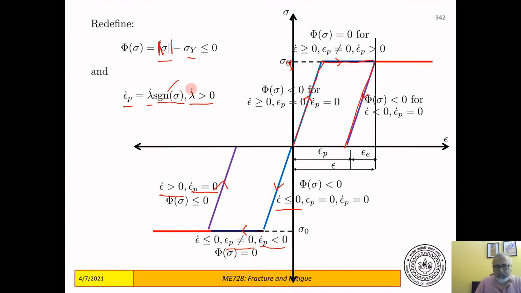Same here, because this sine of sigma is a negative quantity. So epsilon p dot has been defined in such a way that in this part it is positive, in this part it is negative. So it takes care of both the compressive plastic region as well as the tensile plastic region. Okay, so this is my final definition, which gives me the growth of the plastic strain from this point to this point as well as from this point to this point. And this function also defines the maximum stress that the body can attain in the compressive regime as well as in the tensile regime.